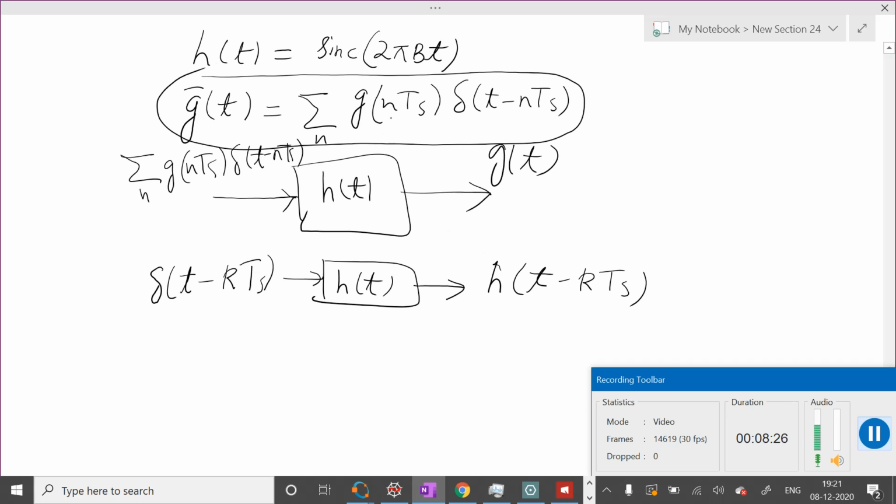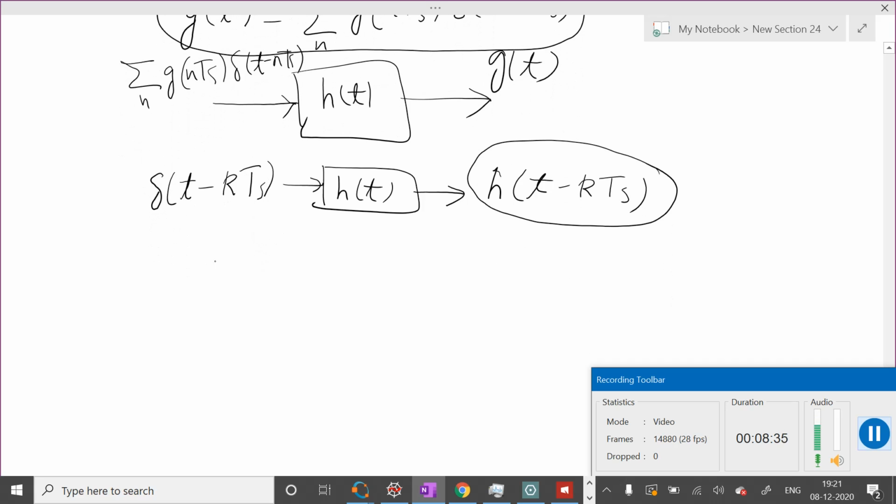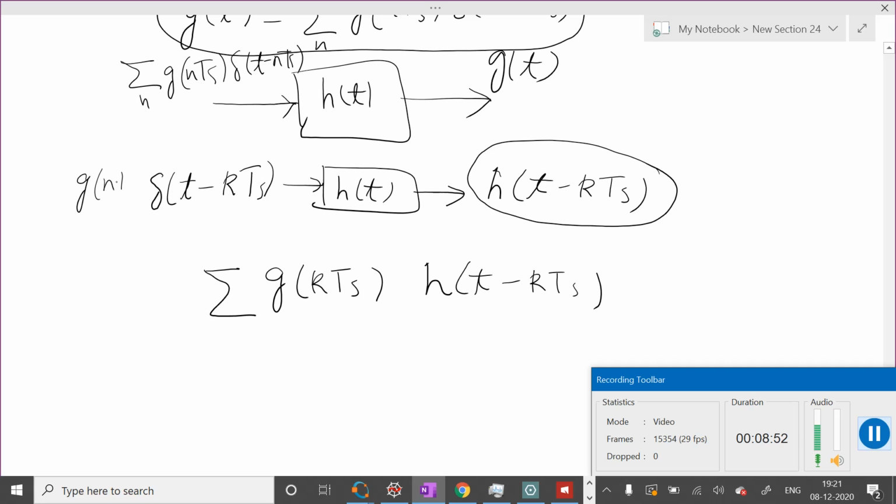So for each term of g bar of t, the output will be of this form, h of t minus kTs, and the overall response will be the summation of g of kTs h of t minus kTs. Why? Because here I have shown you the input to the filter, delta of t minus kTs, but if it is multiplied with this g of nTs, the sample value at Ts, then this is a constant with respect to time, so it will be g of nTs here. So this will be the overall output, and this will be equal to g of t.